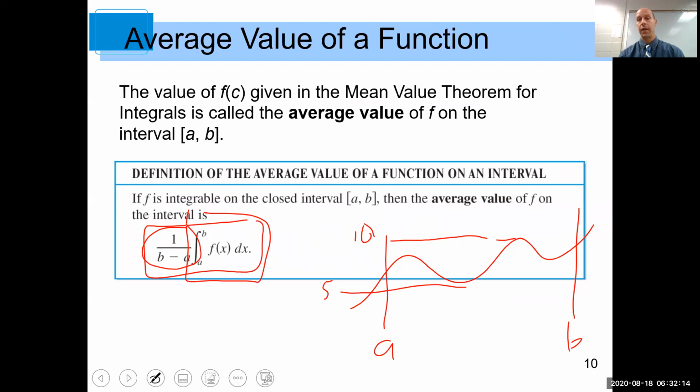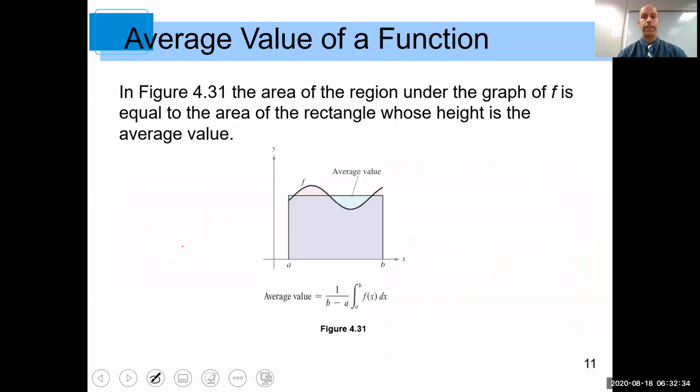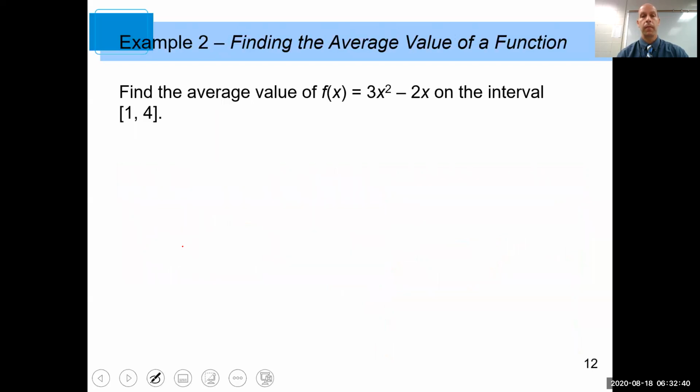The other way I always like to explain the average value of a function is if I said, how do you find the average, let's say, body weight of a group of 100 people? What do you do? You add up all of their weights, and then you divide by 100. That's essentially what we're doing here. We're adding up all of the weights, and then we're dividing by however many people there are.